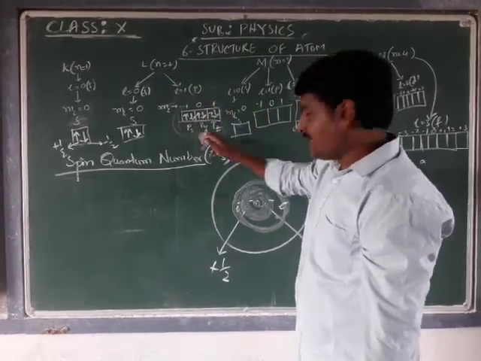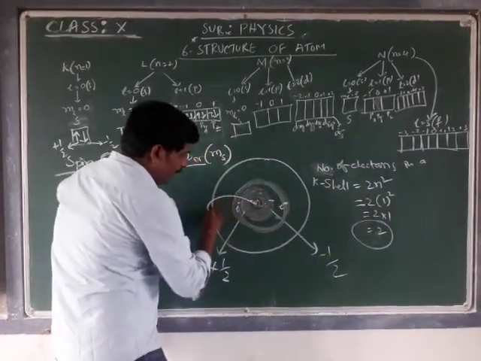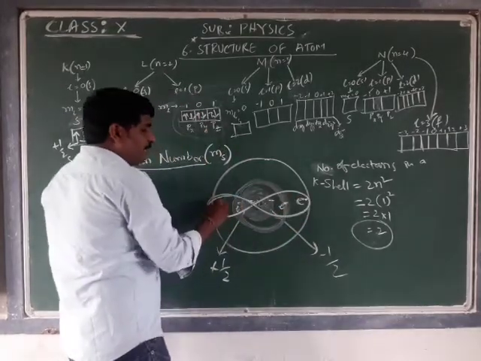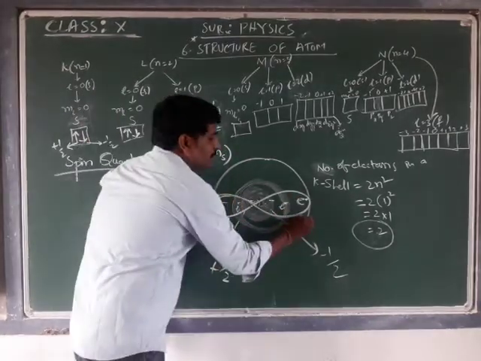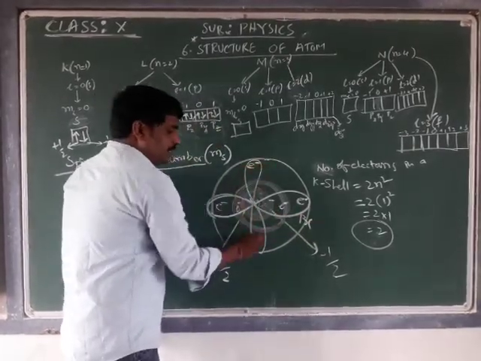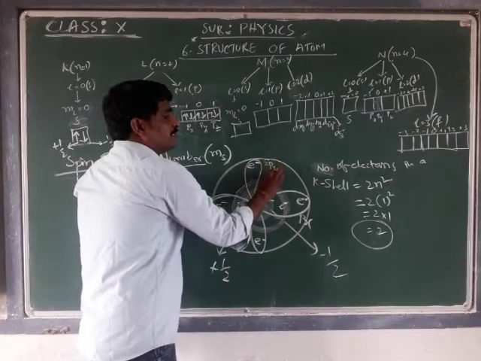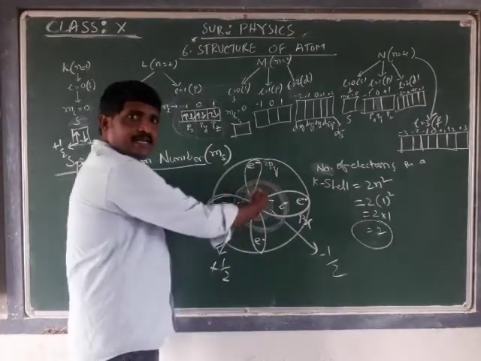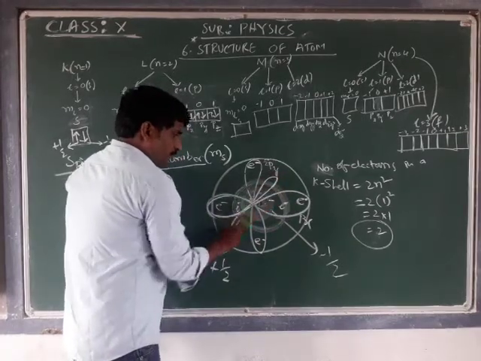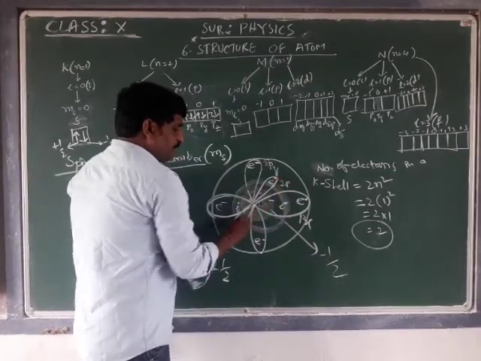2p, in px, as it is in a dumbbell shape, I can fill 1 electron here, 1 electron here. 2p consists of, px consists of 2 electrons, 2py consists of 2 electrons. Z will be in and out of the board, Z axis I am drawing here. 2pz also consists of 2 electrons.